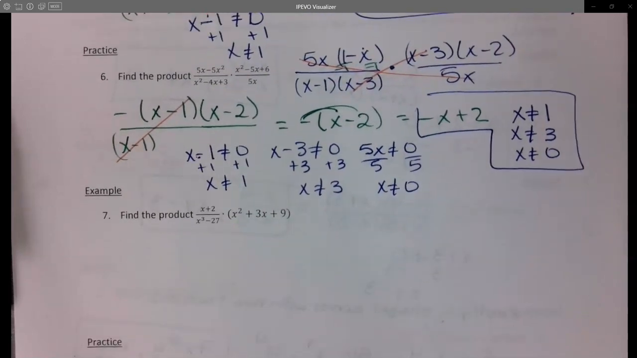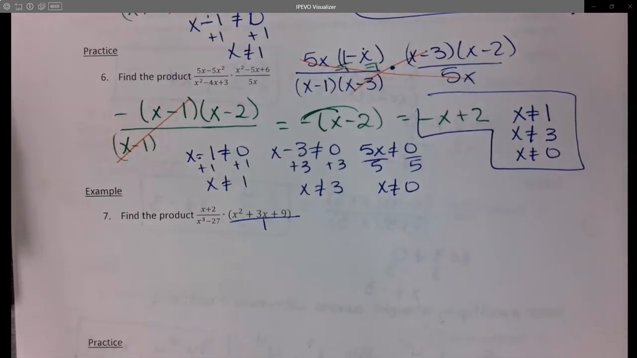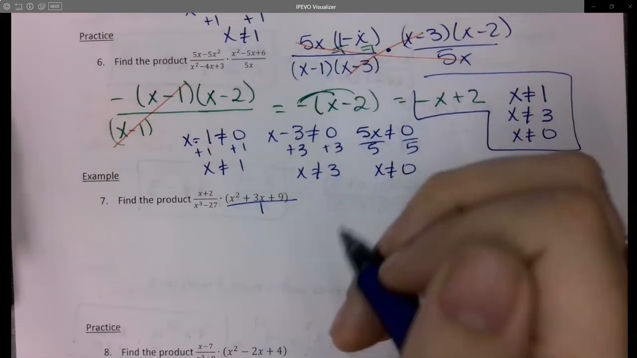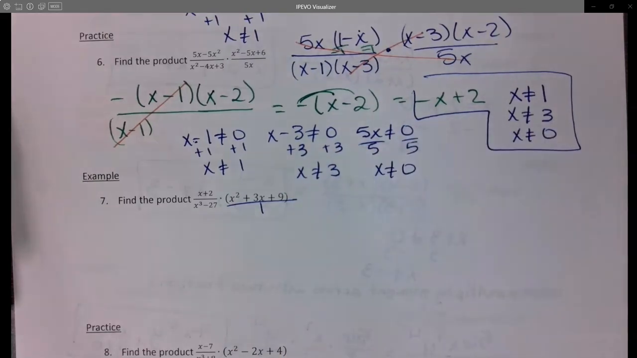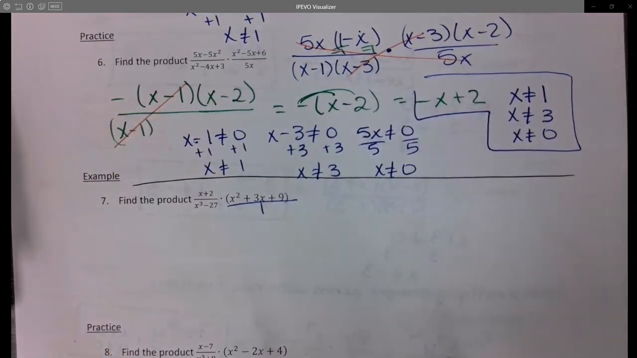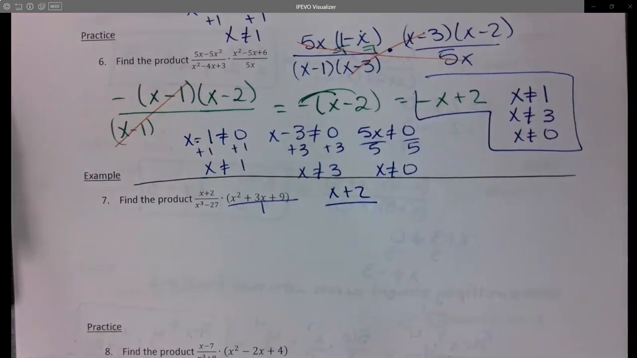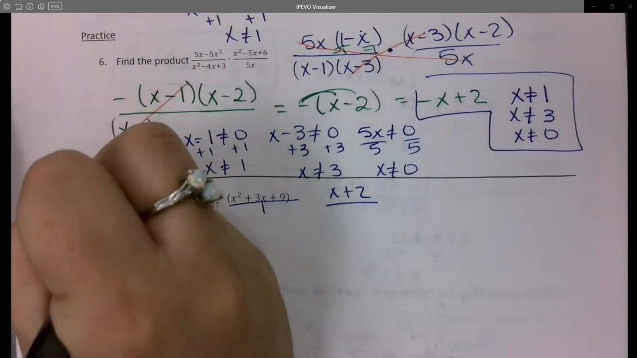So number 7 is kind of the same thing, except this one is just written over a secret 1 so I can multiply straight across. So I'm going to factor again. Nope, x plus 2 doesn't factor. So x plus 2 is going to stay the same. Ooh, x cubed minus 27 is following a difference of cubes.